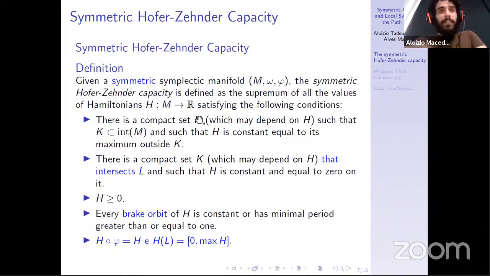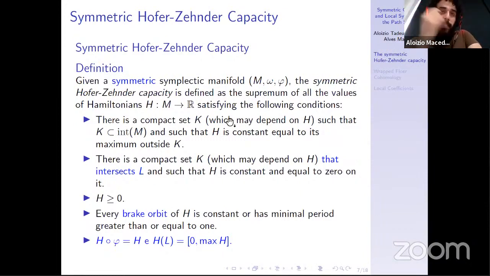I should say that this definition, without this condition, was given, for example, in a paper by Liu and Wang. They define the symmetric capacity, but they don't impose this condition. The problem is that without this extra condition, some degeneracies start to occur when M is not compact. If M is compact, the capacity without this condition is always infinite. So this condition is useful for restraining the capacity in the compact case.